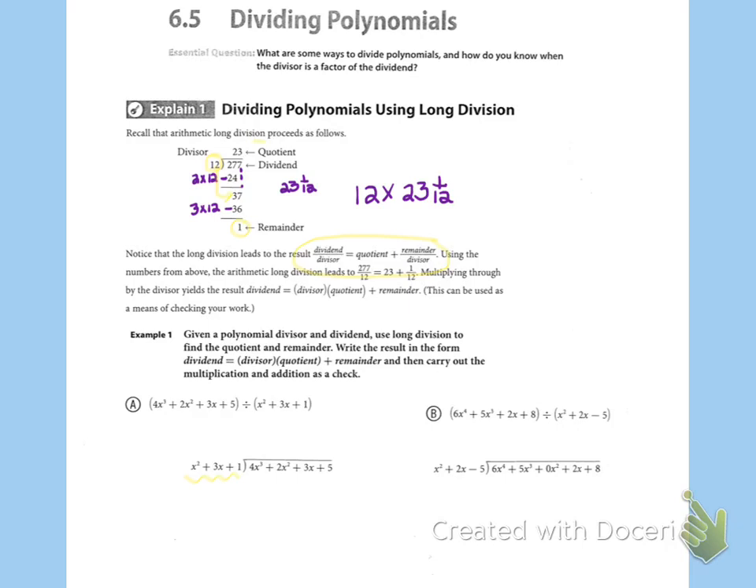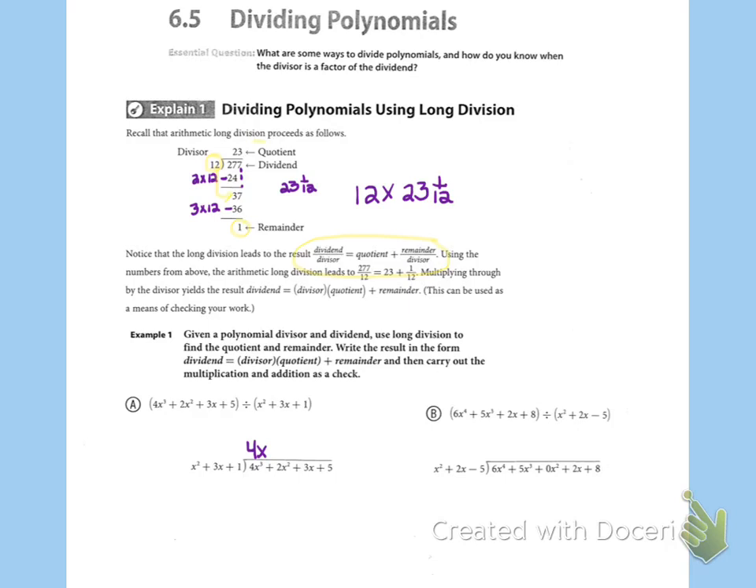But anyway, the next step is to divide the first part of the dividend by the first part of the divisor. So basically I'm going to see how many times I can divide x squared into 4x cubed. If I were to divide 4x cubed by x squared, it would go in there 4x times, because 4x times x squared is 4x cubed.